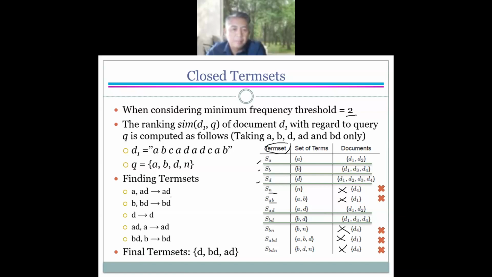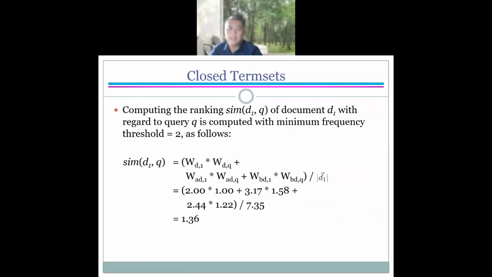So from this and this, we get this one. And then we have this and this, we get this. And then the next one is D. Okay. So this one is the same. So at the end of the finding here, we only have 3 term sets. So this is based on frequent term set threshold 2, and then we use the closed term set. So again, it will reduce the calculation to only 3.